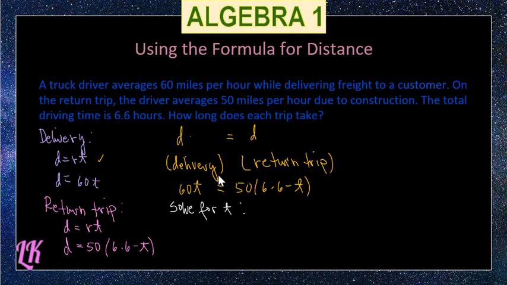So let us simplify the equation first by the distributive property. So 50 times 6.6 is 330. 50 times negative t is negative 50t. So as I said, we use the distributive property.